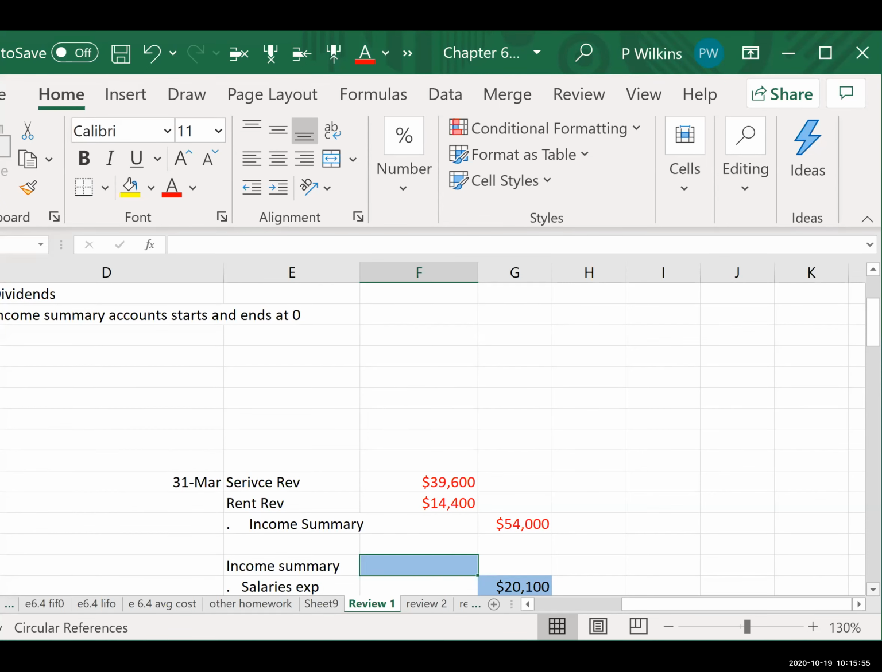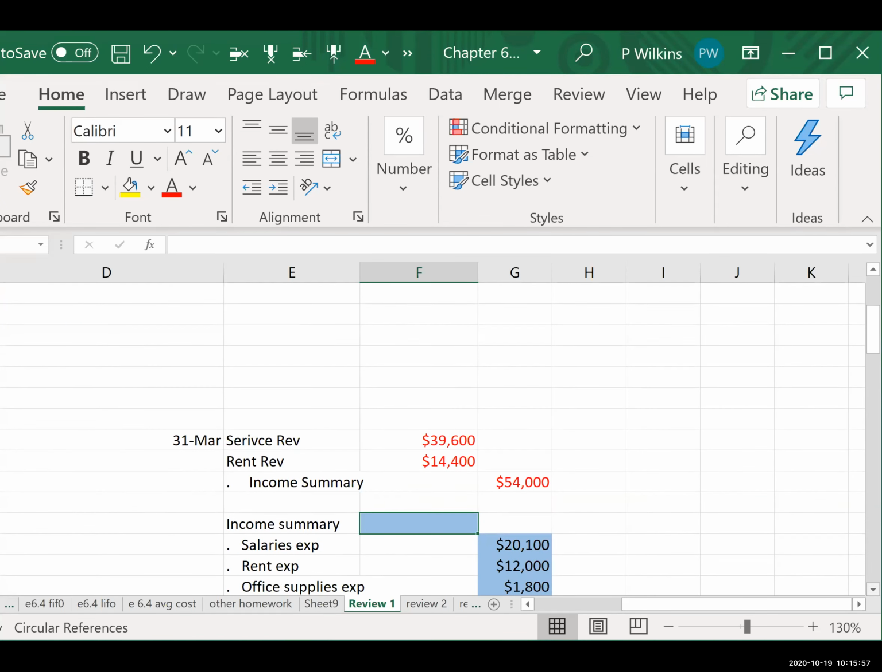All right. So if we go down here and we look at this, we see salaries expense is $20,100. So in order to get rid of that, we're going to credit salaries expense. Now you'll notice that I put the income summary box there. I just didn't fill it in yet. Okay. You do the debit before the credit, but we don't know what the total is yet. Okay. The next expense we have is rent expense. And so we're going to credit rent expense $12,000 to clear that out.